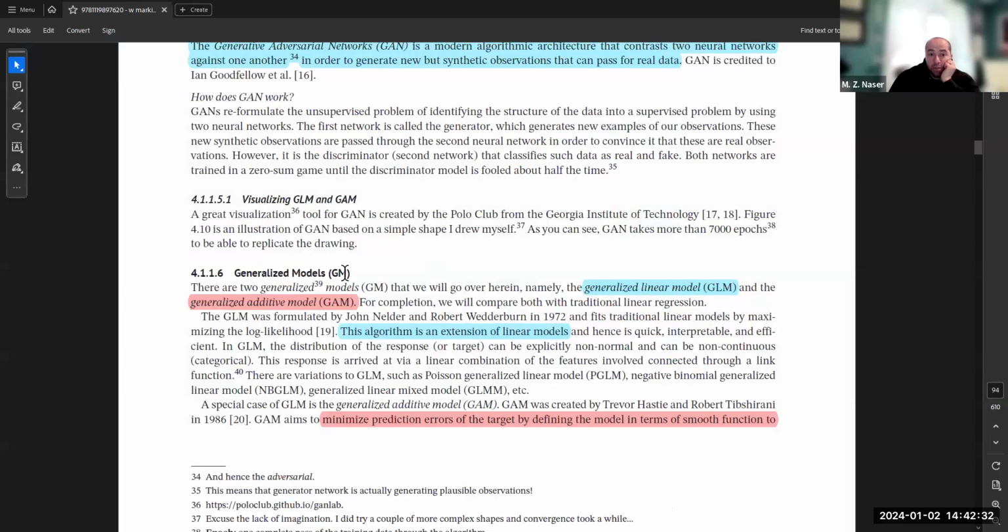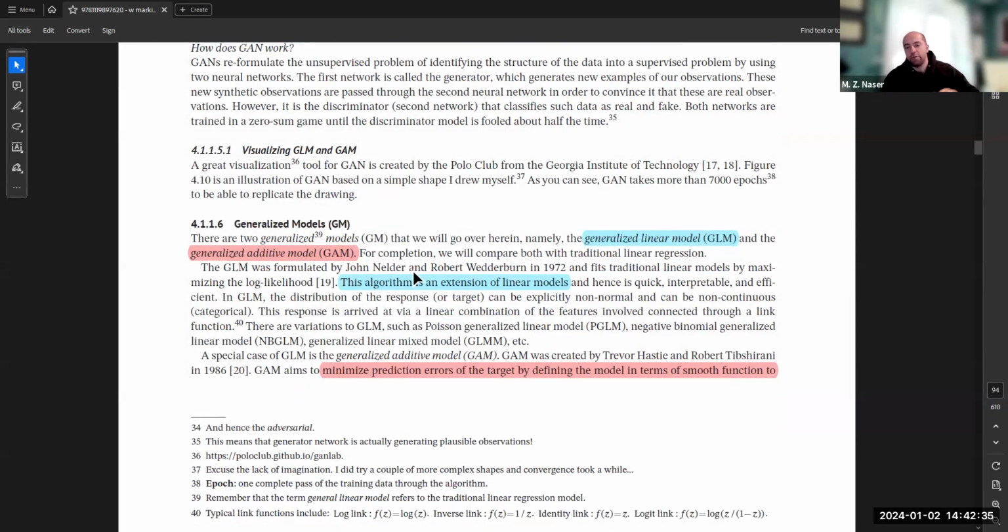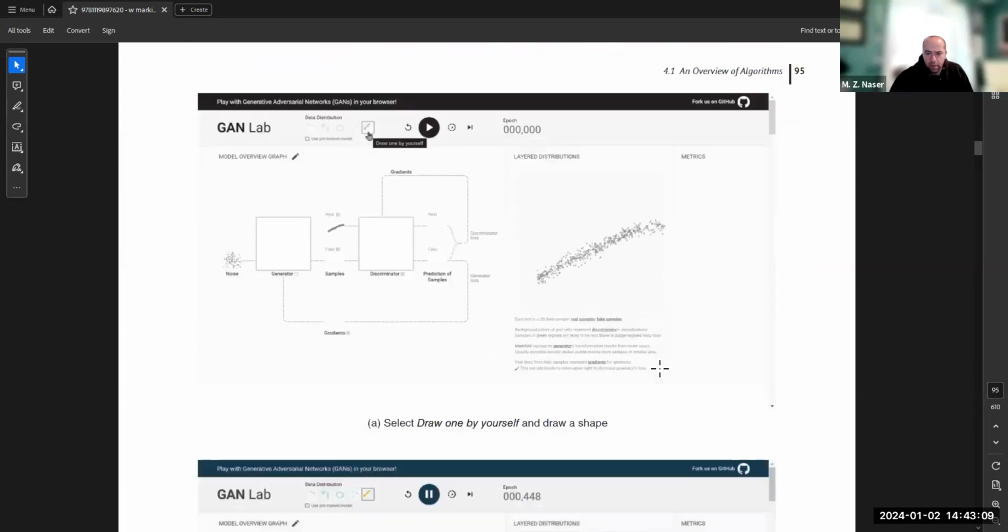We also have generalized models. Generalized models can fall into GLMs, generalized linear models. So we have the linear component there, though it's not like linear regression. And we have GAMs, generalized additive models. It's a model that we continue to add into. If we think of a very complex function, we try to get smaller models and add everything up until we can capture the whole thing. The bottom line for both of these is that we're trying to minimize errors by defining a model in terms of smooth functions.